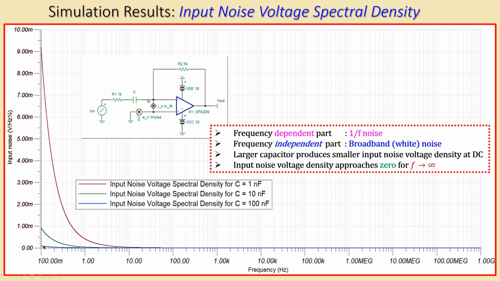So this is the largest one, the blue one, and then you will have 10 and 1 nanofarad. If it is small, then you will have less effective filtering. Now the input noise voltage spectral density will also approach 0 as the frequency approaches infinite values. So that's the conclusion for the input noise voltage spectral density.